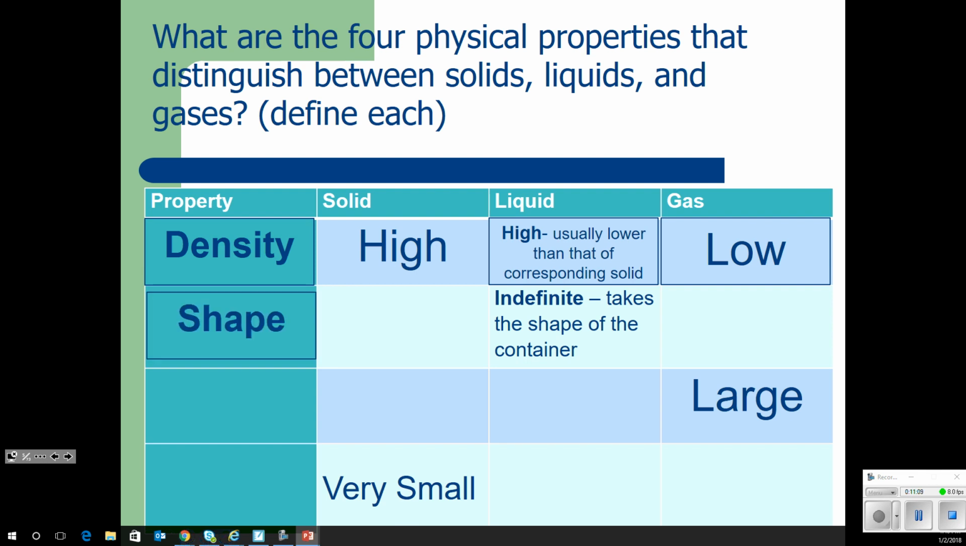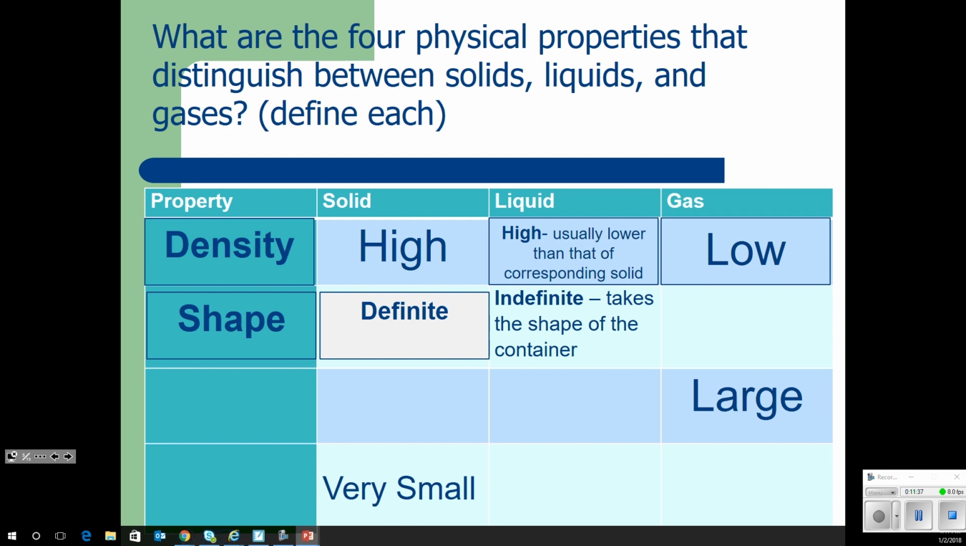The next thing we want to look at is shape. A solid, we know its shape. It's a definite shape. This desk is a definite shape. The chair is a definite shape. They're solids. Liquid is indefinite. It takes whatever container we put it in. If we have 50 milliliters of water and I put it in a beaker, I could put it in a volumetric flask. Every time it will fill whatever 50 milliliters would fill.